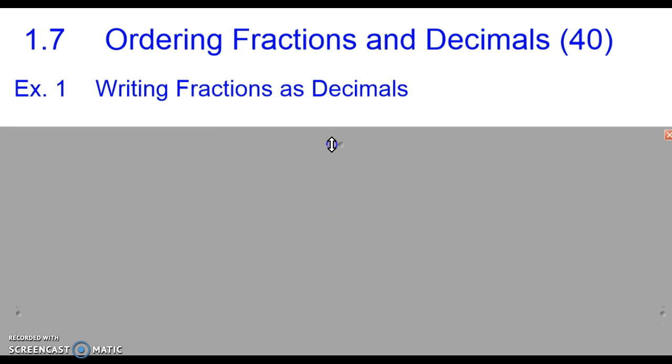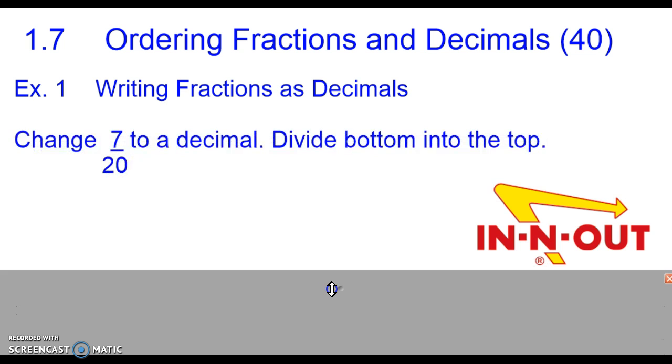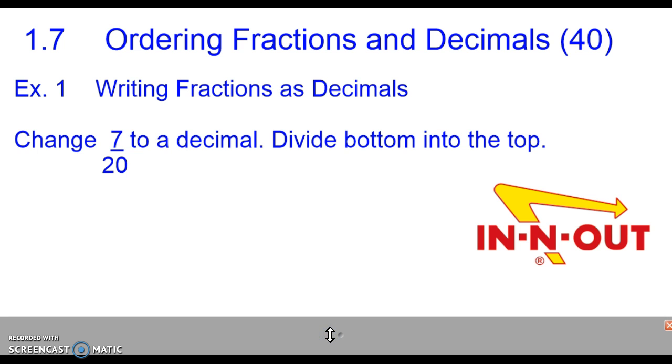So in order to do this, I want you guys to remember your favorite burger place, and hopefully it's In-N-Out, because that is going to help us with this process. So it says change 7/20 to a decimal. Divide bottom into top. Now for this part right here, I like to think of just In-N-Out. So what you do is you take your top number, that goes inside, and then you take your denominator and that goes on the outside.